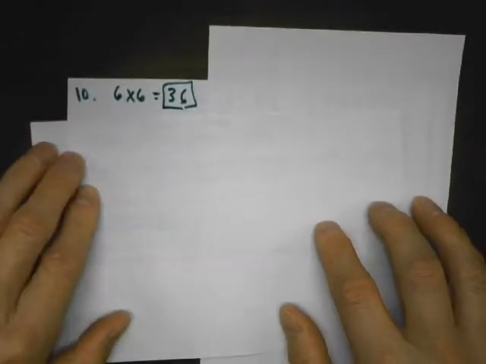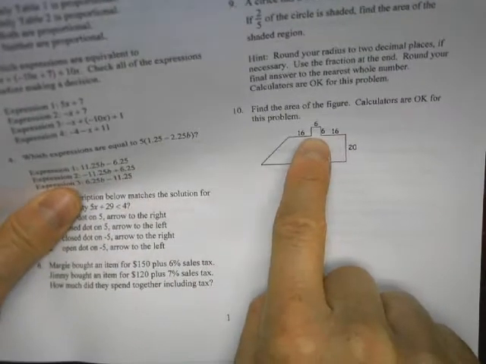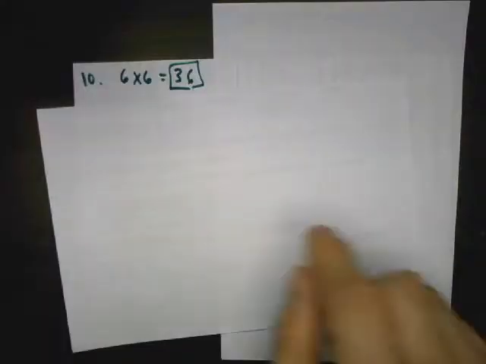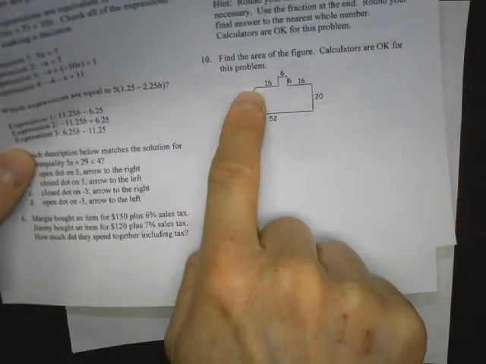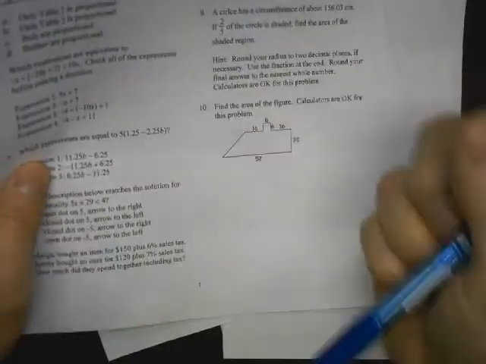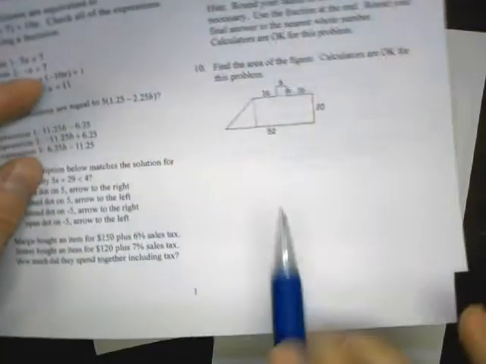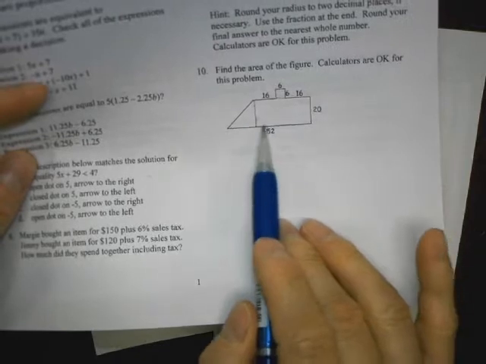So for number 10, we had to find that composite area. That little square up top is a 6 by 6, so that's 36. Now, if I separate this here to this rectangle right here, then I go this times the length.